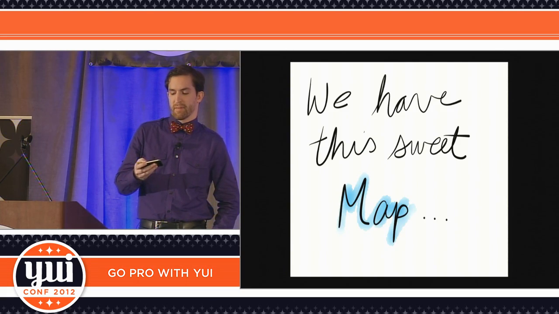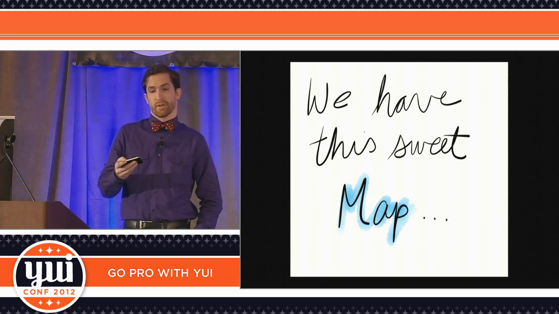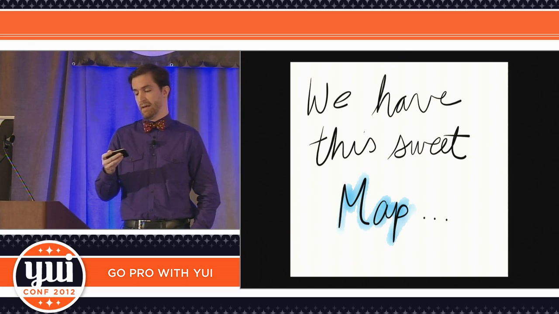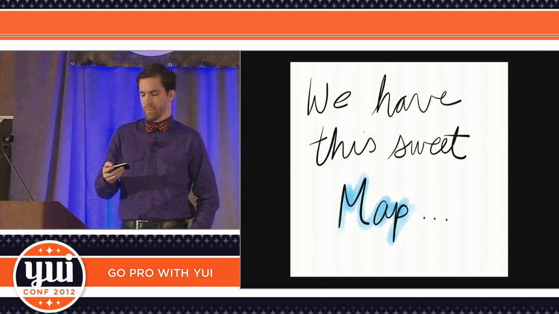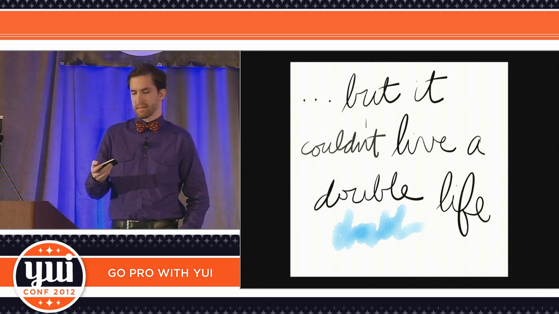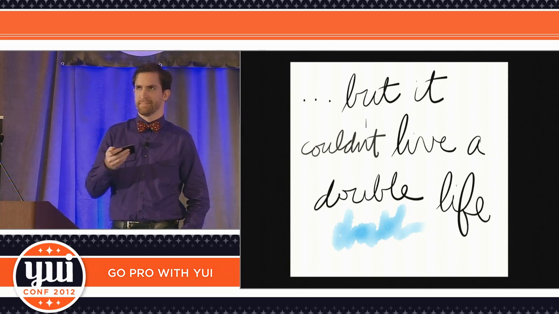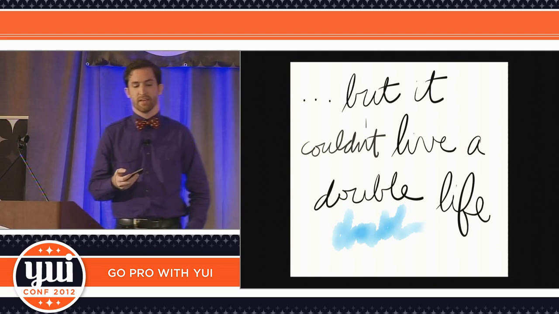So yeah, we have the sweet map. It was already there when I got there, and it has grown, and parts of it have calcified. It's a big piece of code. But it still remains the performant thing that we need. And the problem is it couldn't live a double life. What I mean by that is that we couldn't have 2 of those maps on the same page.